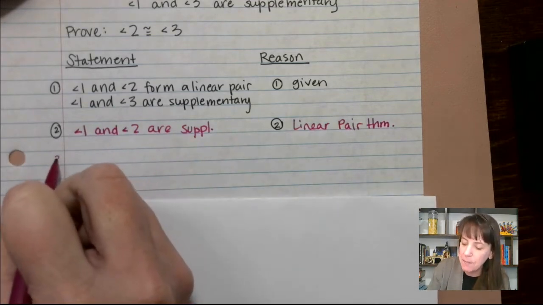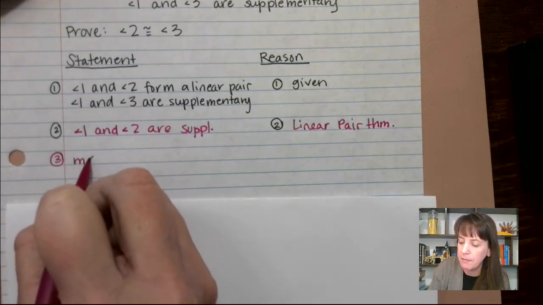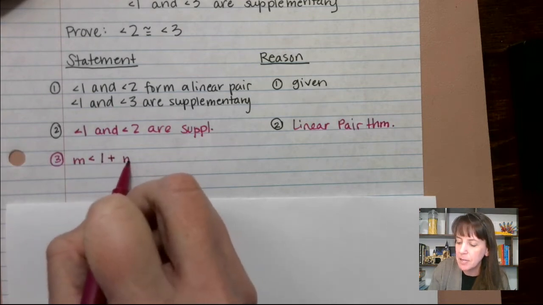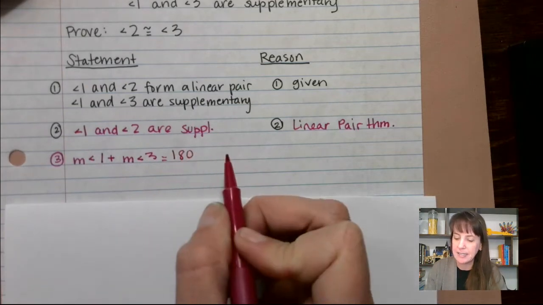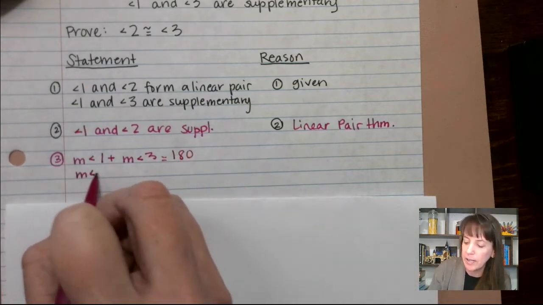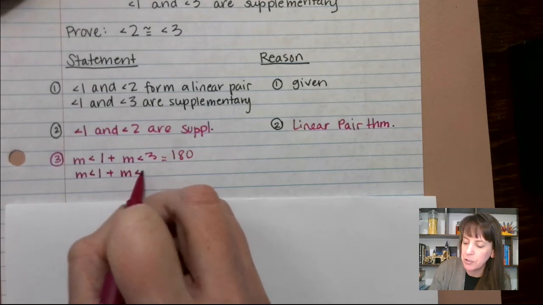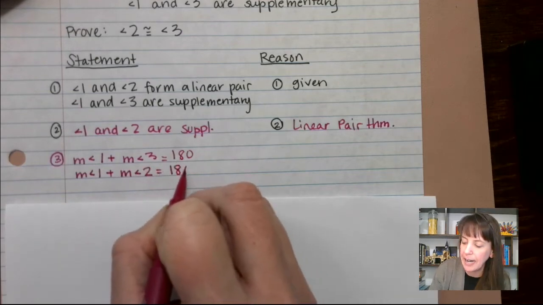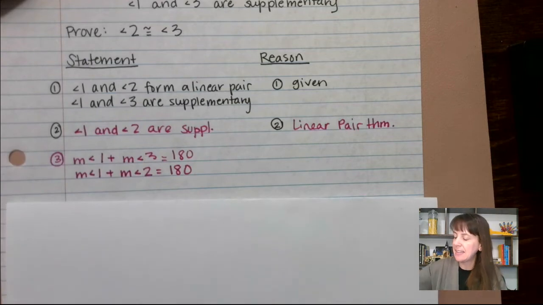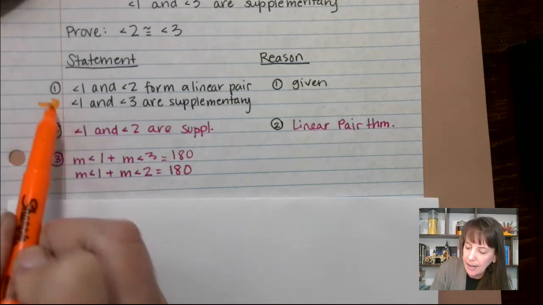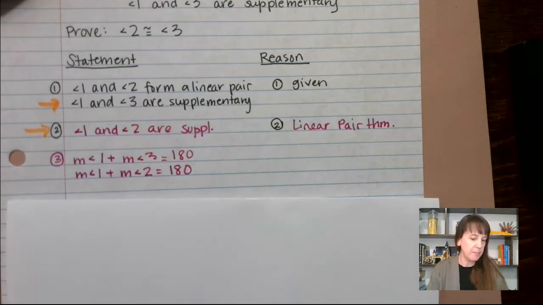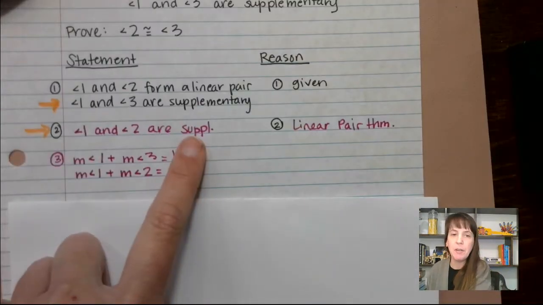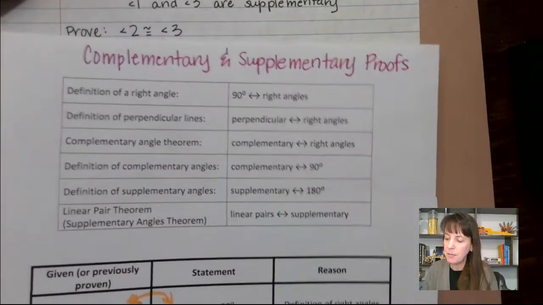Now, for step 3, what I can say is the measure of angle 1 plus the measure of angle 3 equals 180 degrees. Then I can say the measure of angle 1 plus the measure of angle 2 equals 180 degrees. So that is this guy right here and this one right here. You'll see the supplementary. If we go back and look at our chart, we are looking for supplementary to 180.